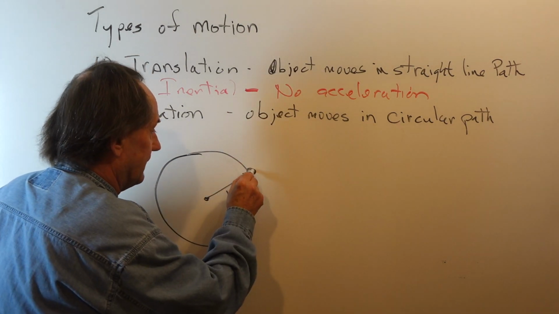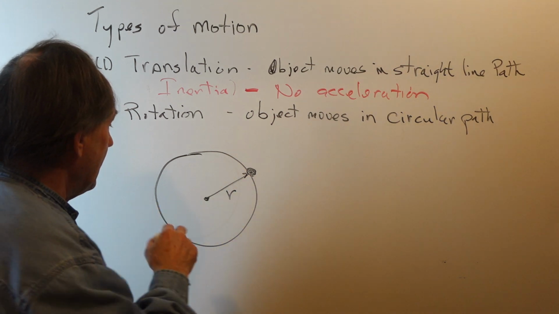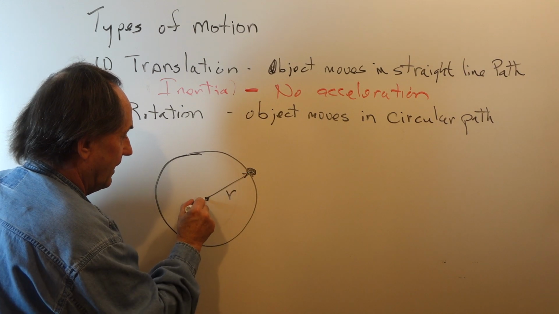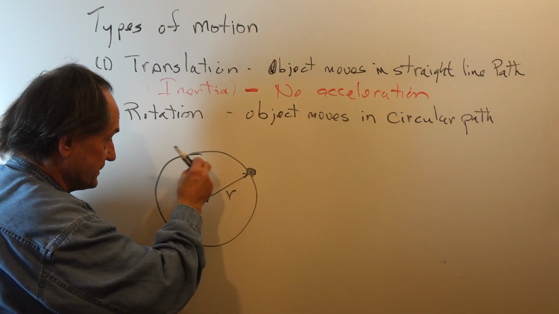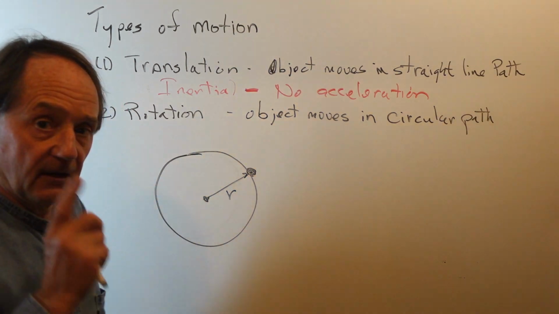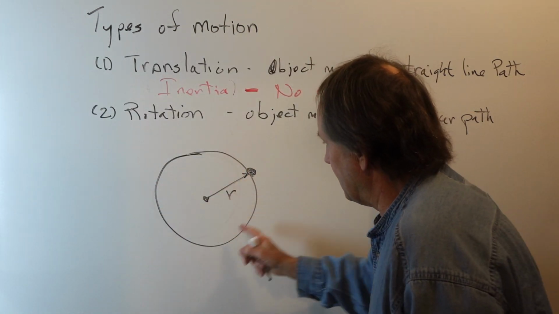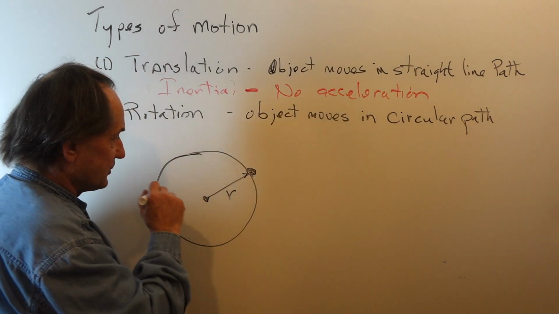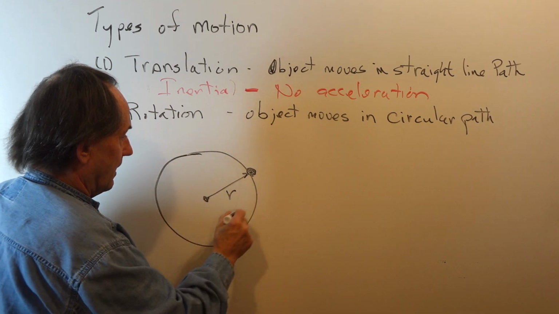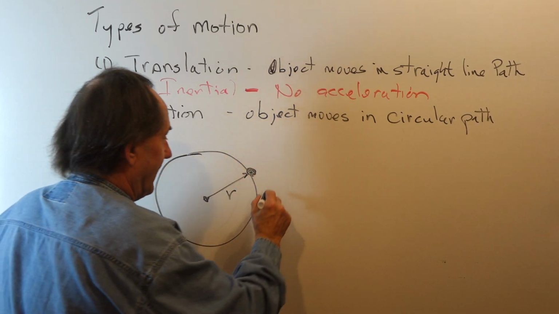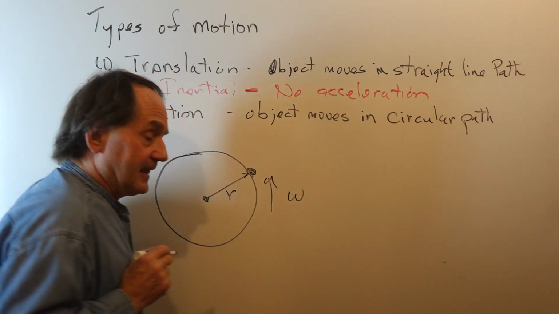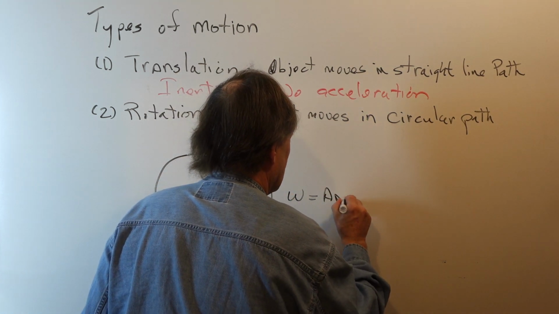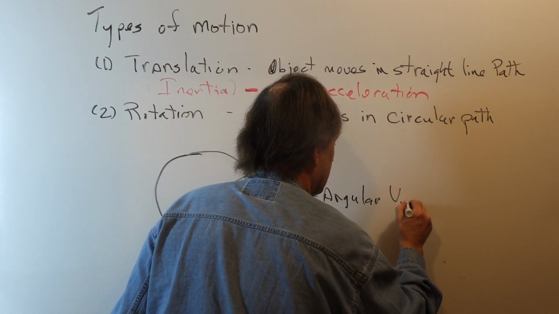Say this is our object. It has some mass, m, and it moves in a circular path at a constant distance from the center of the circle. R never changes. It stays at the same value all the time for the object going around in the circular path. Now, we describe how the object moves around this circular path by its angular velocity. We designate it omega. This is called angular velocity.